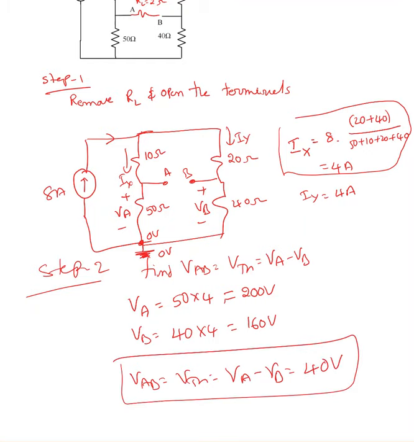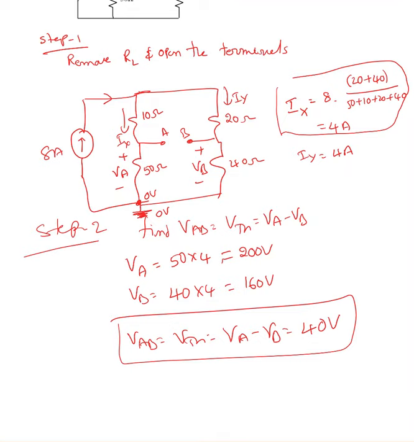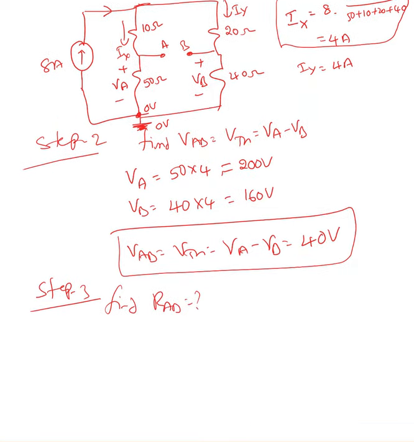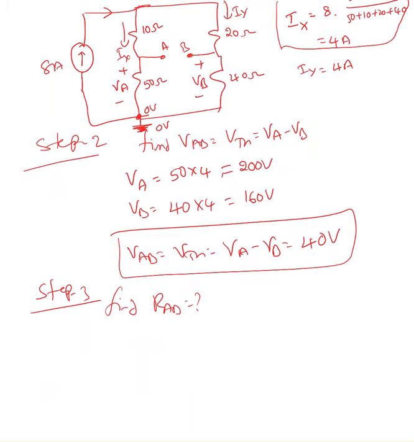That's my VAB. Now step 3, we're going to find RAB. RAB equal to how much? So while finding RAB, if there is a current source, replace it with open circuit, because internal resistance of a current source is infinite. If there is a voltage source, replace that with the short circuit. So here I have a current source, so I'm going to replace that with open circuit. Okay, and here is my circuit, rest of the circuit diagram. Here is my A, B. Now I need to find resistance between A and B.